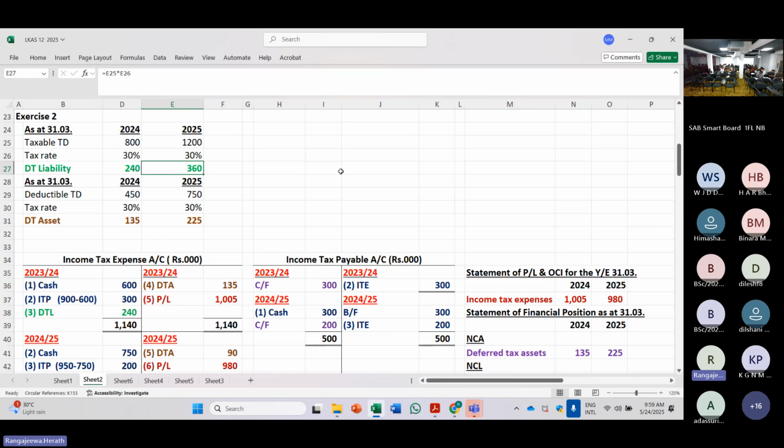2024 is the newly started business. That's the first year. That's why year-end balance 240, creation also 240. Right? But second year onward, it's the difference between opening and closing balance.